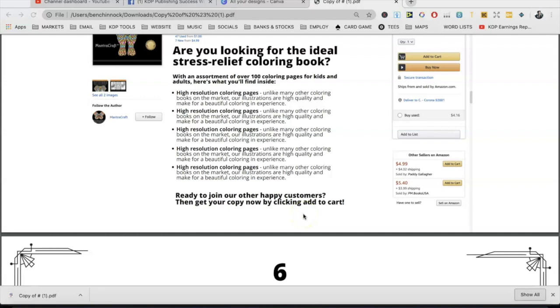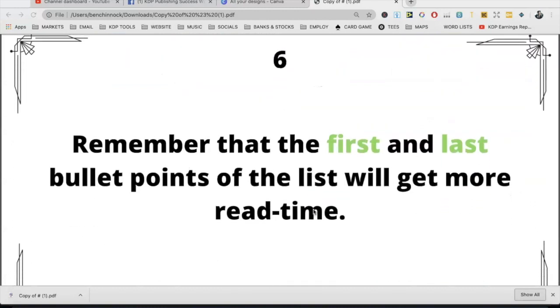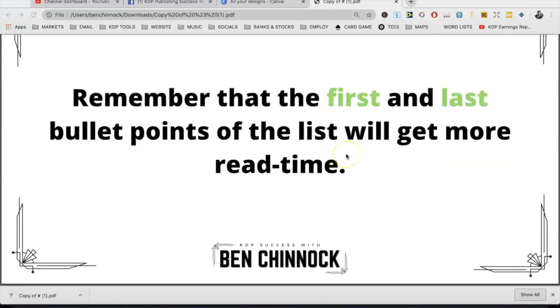Now, you stayed this far, so I'm going to give you a secret number 6. And secret number 6 is essentially that when you're doing the bullet points, just remember that customers are more likely to read the first and last ones in detail. They're more likely to skim through the middle as well, especially if there's a lot of text. So remember to put the most important things about your book on the first and last bullet point of section 3.